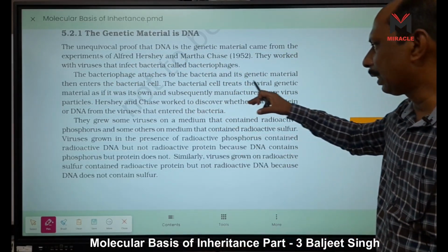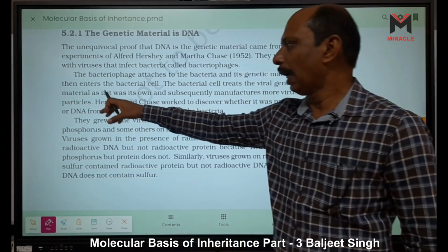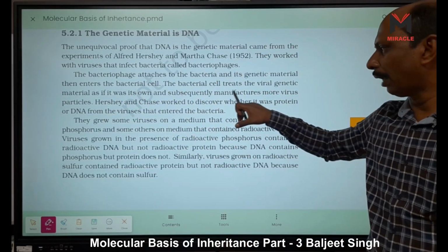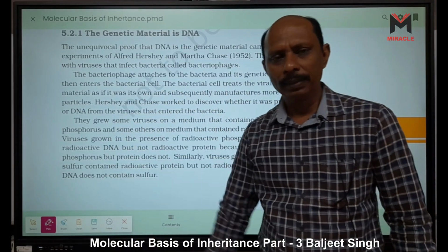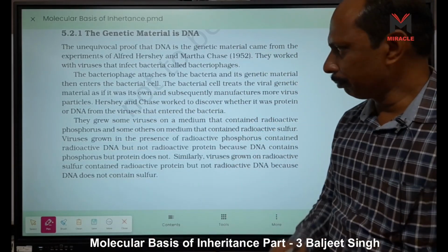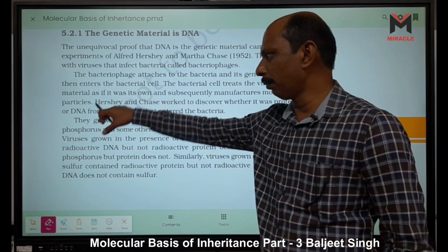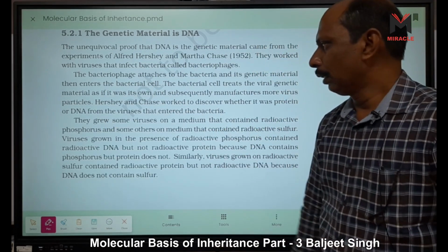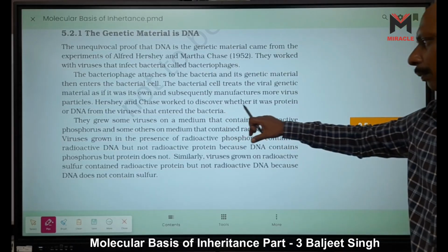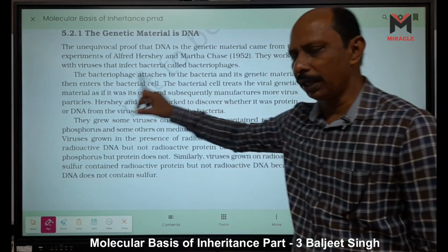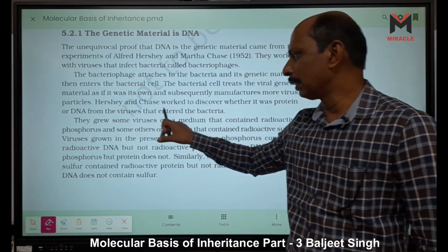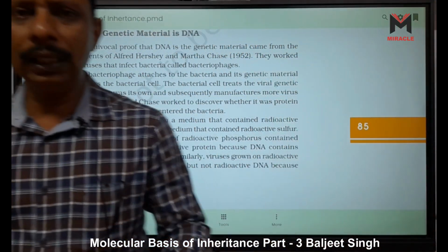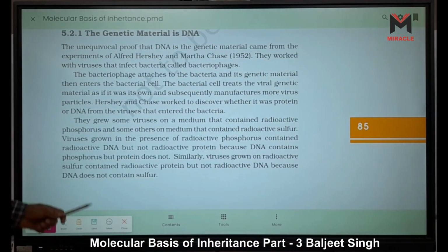The bacterial cell treats the viral genetic material as if it was its own and subsequently manufactures more virus particles, right? Hershey and Chase worked to discover whether it was protein or DNA from the virus that entered into the bacteria. Who enters into the bacteria? Then they used radioisotopes.